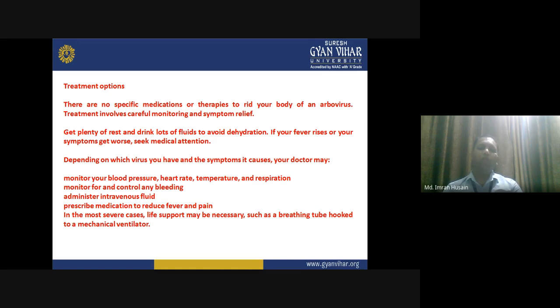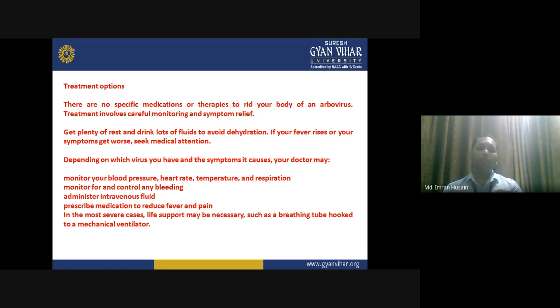Depending on which virus you have and the symptoms it causes, your doctor may monitor your blood pressure and heart rate, temperature and respiration. Firstly, to see what is the condition of your blood pressure, at what pace the heart rate is going on, what is the temperature and respiration condition. Monitor for and control any bleeding. Is there any sort of bleeding that is occurring? Administer intravenous fluid or IV fluid.